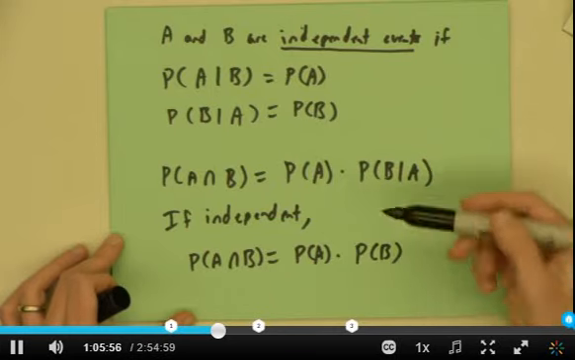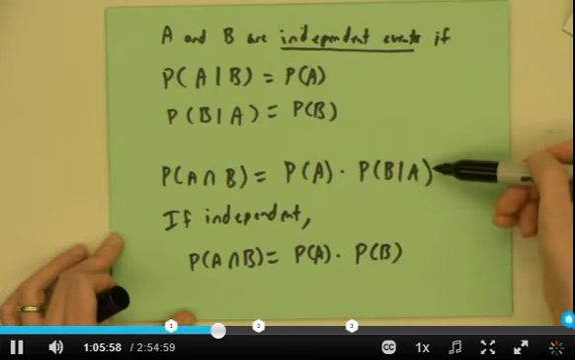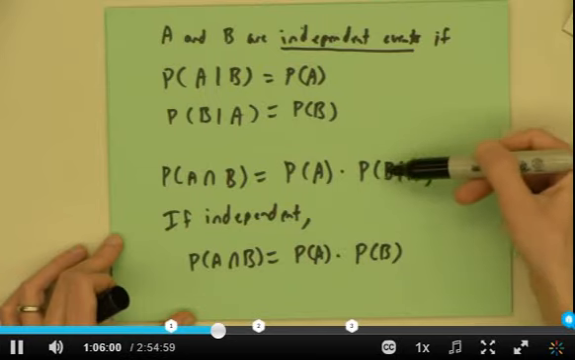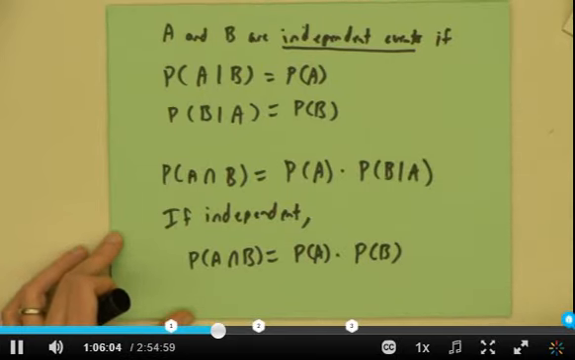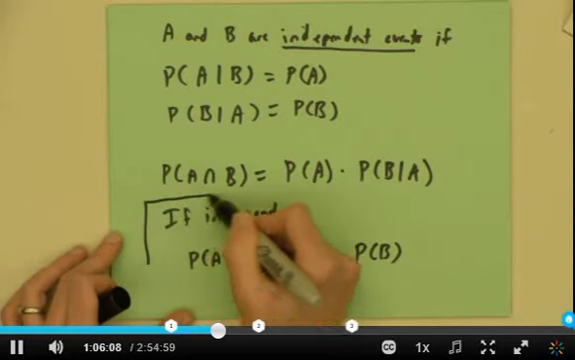Okay. And the reason is because if I take this equation and they're independent events, then the P of B given A is the same as P of B unconditionally. So that's why. And this is really the key idea that I want you to remember here.